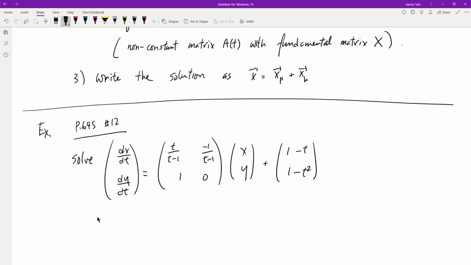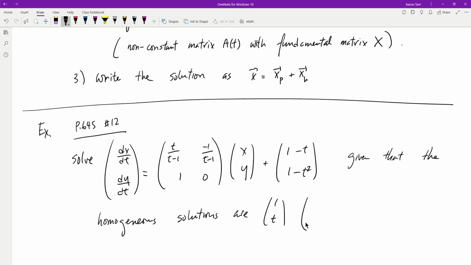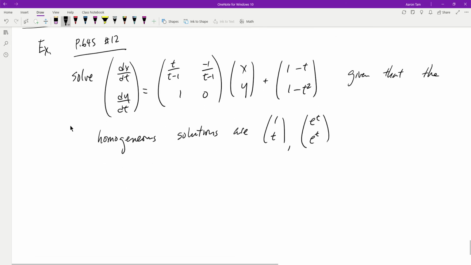And the problem gave you the following. Let's say, given that the homogeneous solutions are [1, t] and [e to the t, ...]. Both of these are homogeneous solutions, and it makes sense because you have a system of dimension 2. So your homogeneous solution should be spanned by 2 vectors, which we now have. So let's try to proceed with the problem.